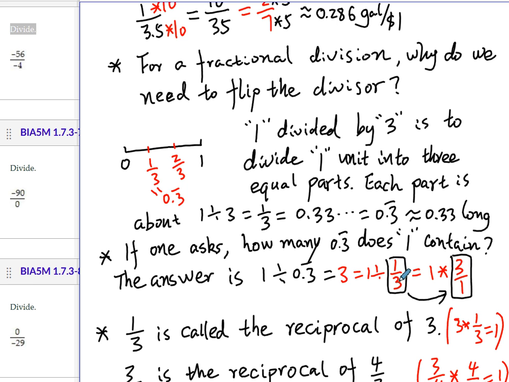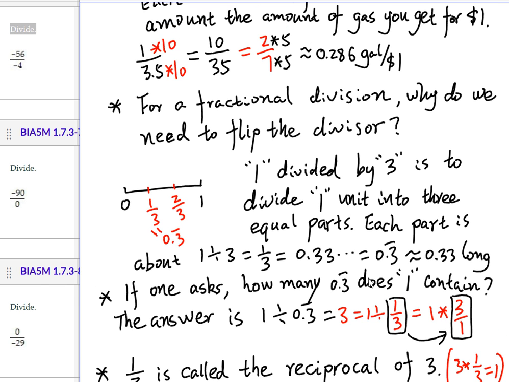The fraction is the divisor. Why do we need to flip the divisor? And here we can see why. The first thing is that for fractional division, why do we need to flip the divisor?